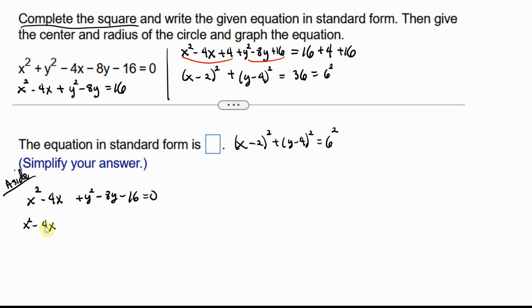So this is x squared minus 4x. We took the coefficient of x, which is negative 4. We took half of it. We get negative 2. We square it. We get 4. So basically, I'm adding 4 and subtracting 4 right where it is. Plus y squared minus 8y. We took the negative 8, take half of that, I get negative 4. I square that, I get 16. So I'm adding 16 and subtracting 16. Then we got that minus 16 right there is equal to 0.